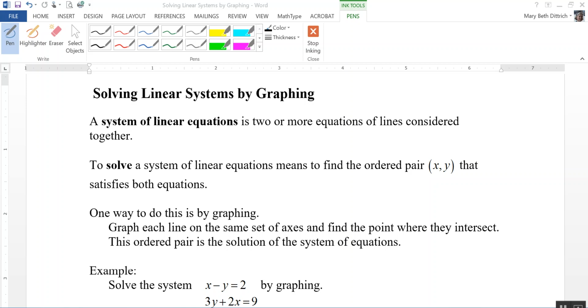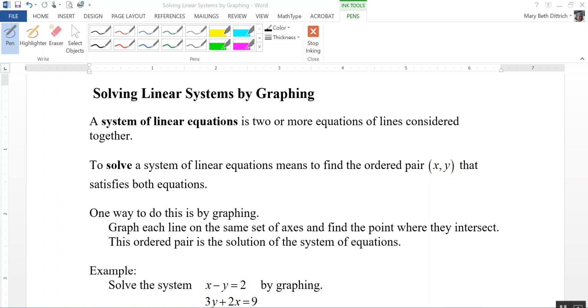This video is on solving linear systems by graphing. A system of linear equations is two or more equations of lines considered together. To solve a system of linear equations means to find the ordered pair, the x and the y, that satisfies both equations. One way to do this is by graphing.